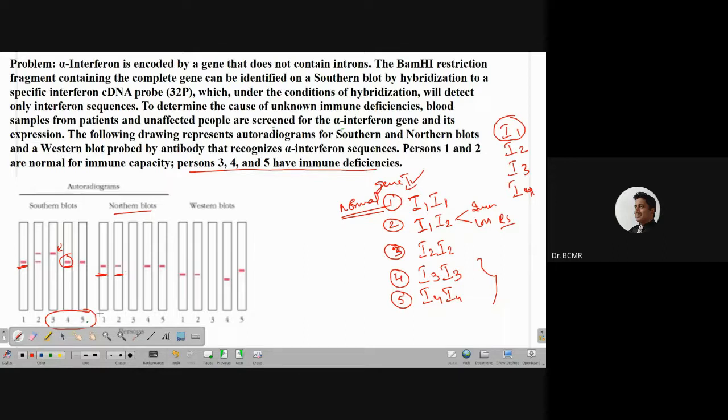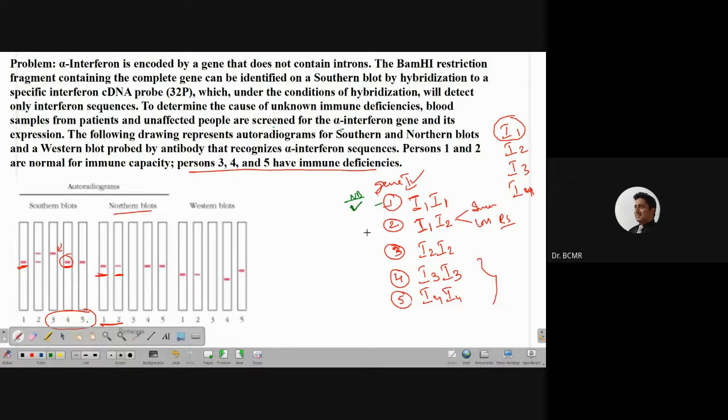If you compare the samples 1 and 2 for the northern blot, what can you detect? One can be told that there is no immune deficiency, it's pretty much normal for immune capacity, which is already given in the question. But yes, the northern blot is evident enough to say that there are no mutations or any immune deficiency. One is clear, right? In northern blot 1, it is clear that it should be normal. It is expressed in sufficient quantities. That's what we will take it as.